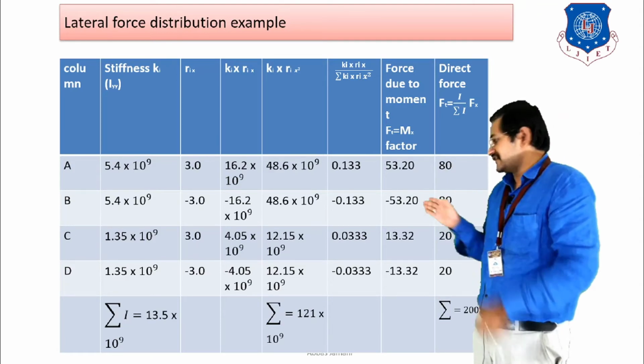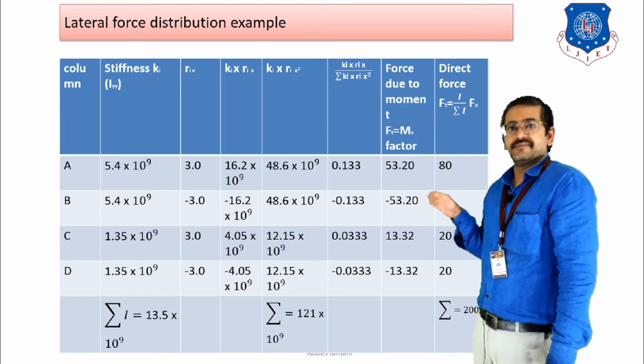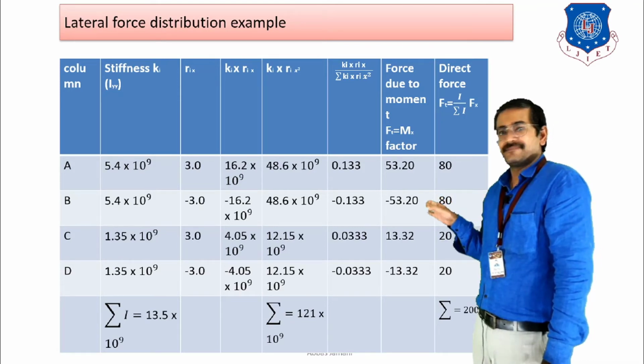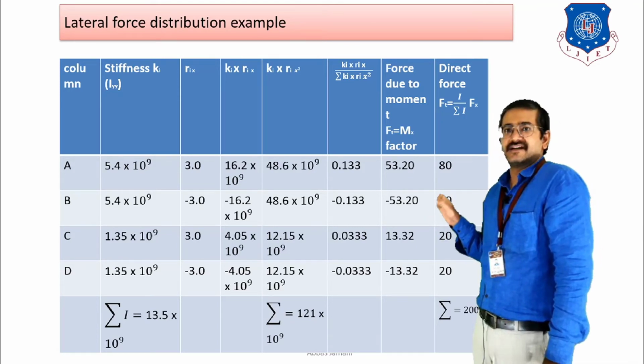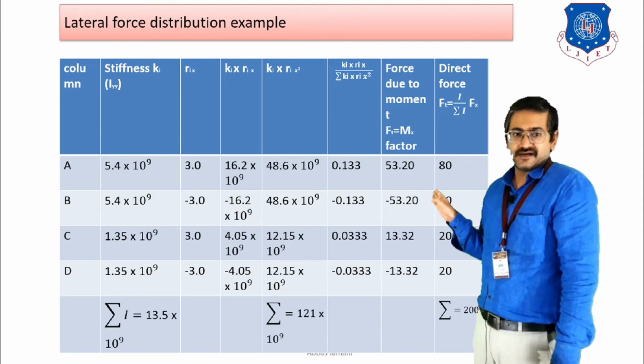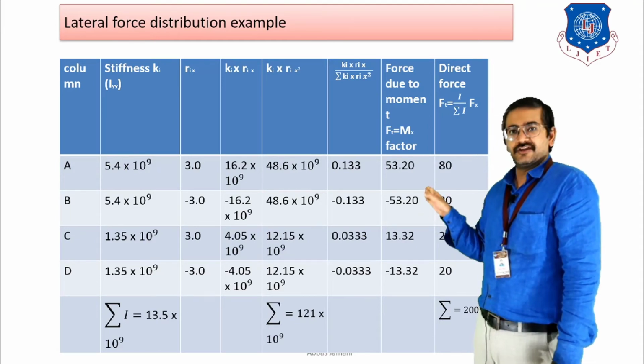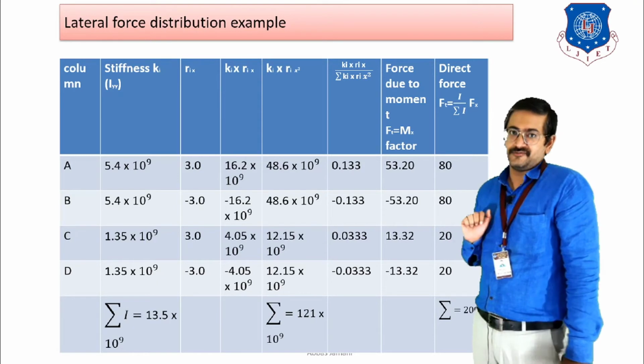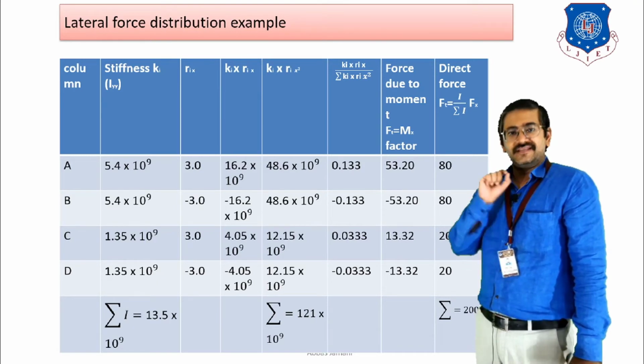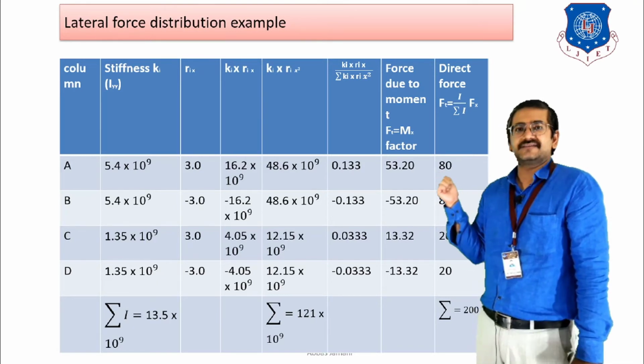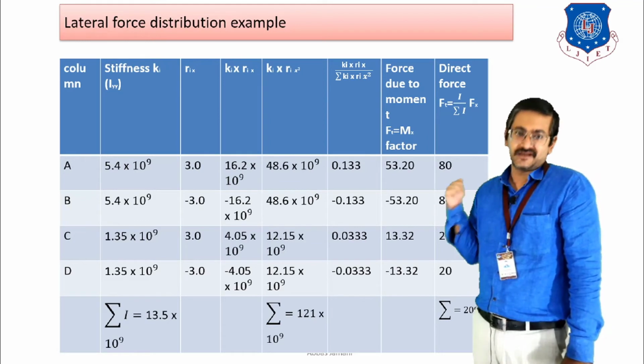So for the first column, that is column A, the value will be 300 into 600 cube by 12. For the second column, it will be 600 into 300 cube by 12. The first and the second column values will be the same, and the third and the fourth column values will be the same, right? So that has to be kept in mind: the stiffness in the IYY direction has to be considered.